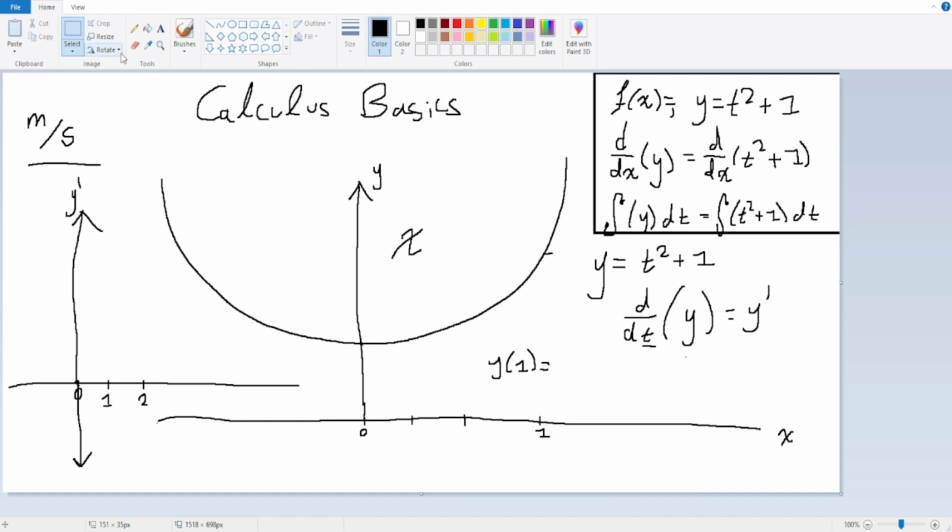We know at point 1, our y is 2. So now we know what slope we're analyzing. We're taking a look at this slope right here. So I would say that you could calculate it, if it was drawn accurately. But since it's not, we're just going to guess.